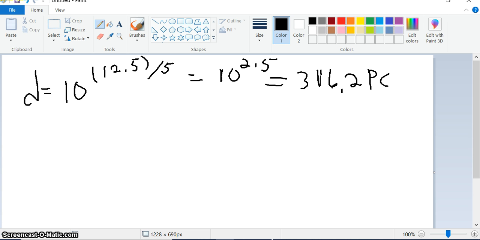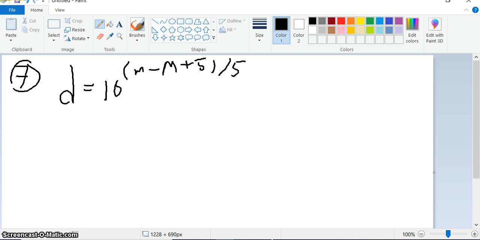So here we'll set this up. Here's the equation. It's the exact same equation that we used in number 6. Little m is the apparent magnitude. Capital M would be the absolute magnitude. This is the end of the parentheses, and that whole thing in the parentheses is divided by 5, and then you take 10 to whatever the power is. And the answer, of course, is going to be some number of parsecs.